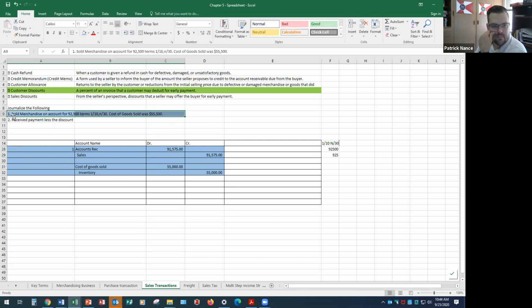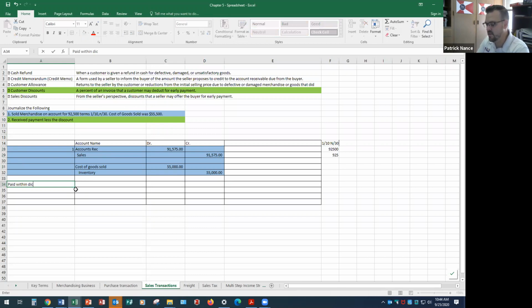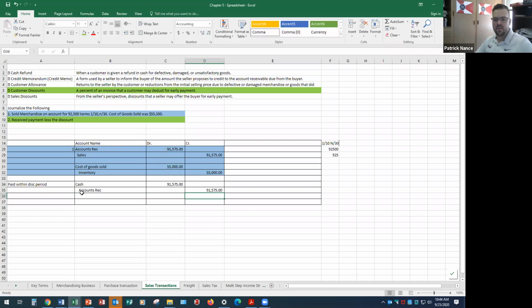Sold merchandise on account. So now we can move on to part two, where we receive the payment less the discount. So they did pay within the discount period. If I receive the payment, I'm going to receive cash. Since they paid within the discount period, they're only going to pay me $91,575, and then I'm going to credit accounts receivable to reduce accounts receivable by the same amount, $91,575. And that is all for sales transactions.